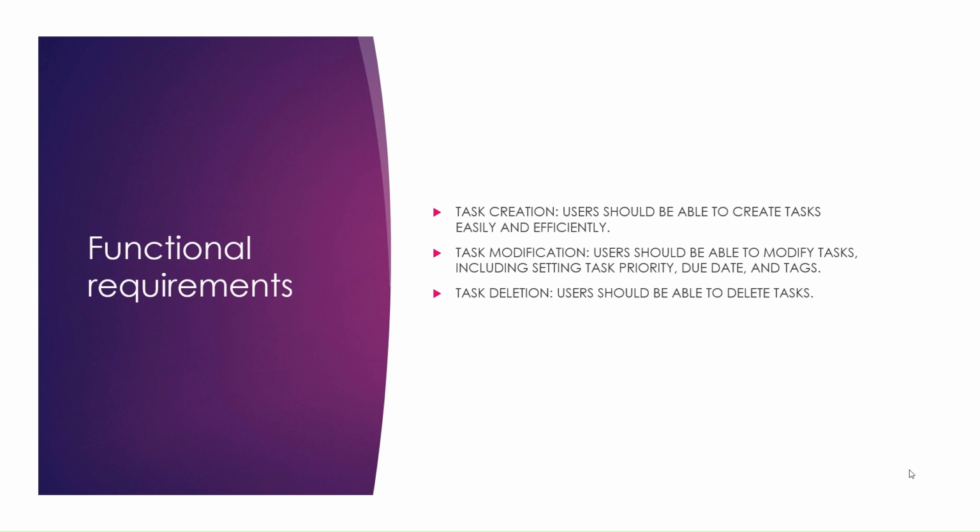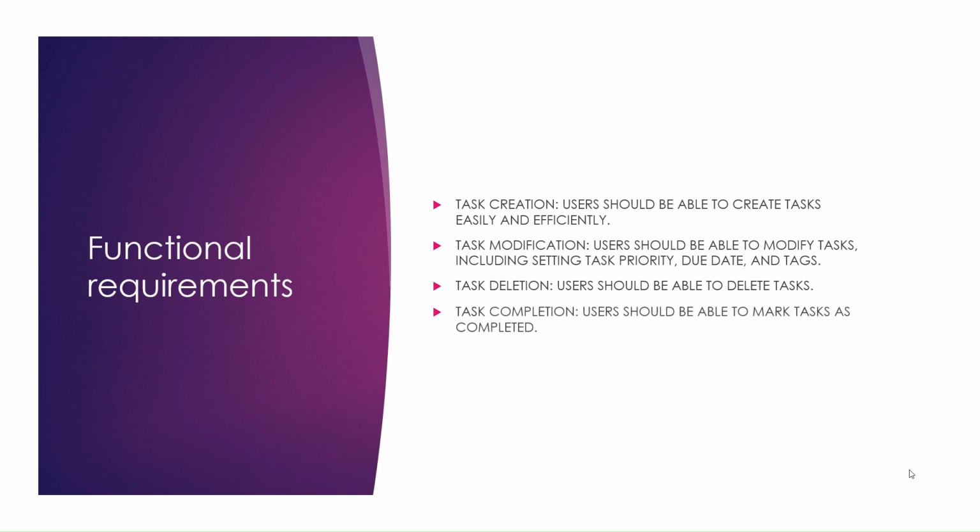on completing their goals. Task completion is the next crucial feature in a to-do list app. It allows users to track their progress and stay motivated towards completing their goals. By being able to mark tasks as completed, users can get a sense of accomplishment and satisfaction, which can help increase their productivity and motivation. Additionally, marking tasks as completed can help users keep their task list organized and prioritize their work efficiently.